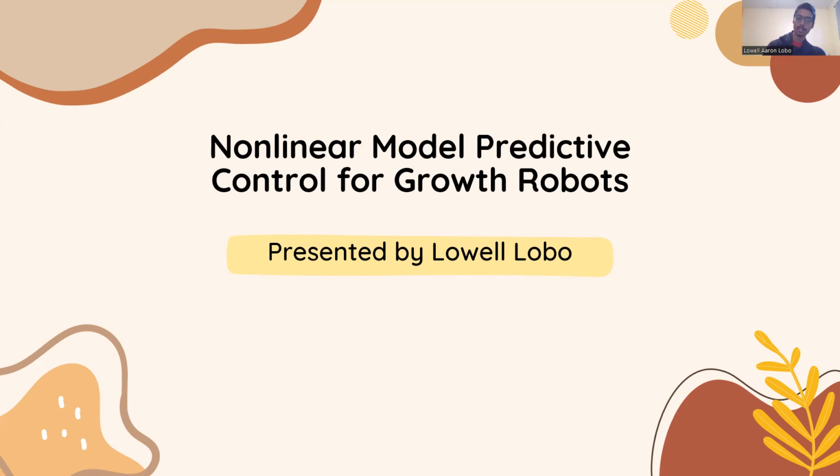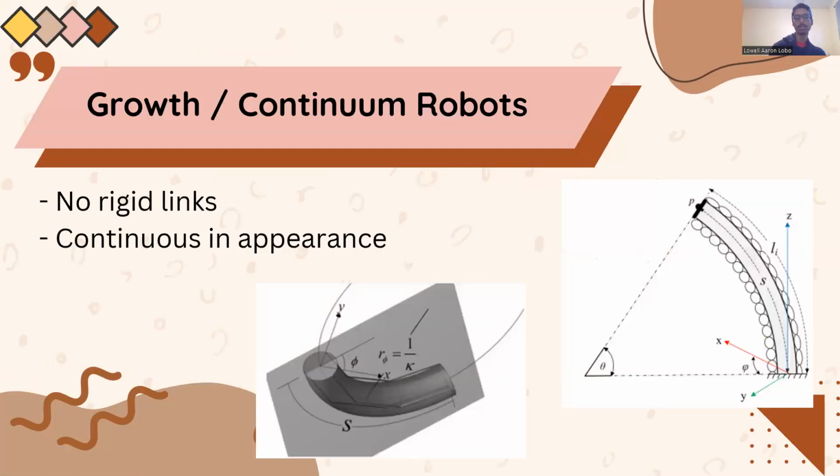So before we start in the paper, let's first try to understand what a growth robot is. A growth robot or a continuum robot is a type of robot which has no rigid links and looks very continuous in its appearance. On the slide, there are two images just to show what a growth or continuum robot looks like.